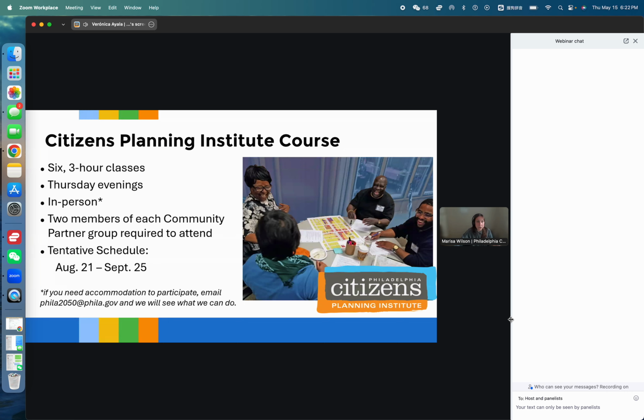They'll also learn and share with each other best practices for community engagement and outreach, as well as research skills to aid them in their engagement work. This course will consist of weekly 3-hour classes. They will be held on Thursday evenings in person in Center City. If attending in person is a hardship or not possible for your group or members of your group, please let us know by emailing phila2050@phila.gov, that email that Donna gave earlier, so we can discuss possible accommodations.